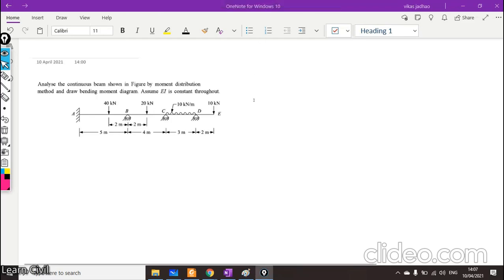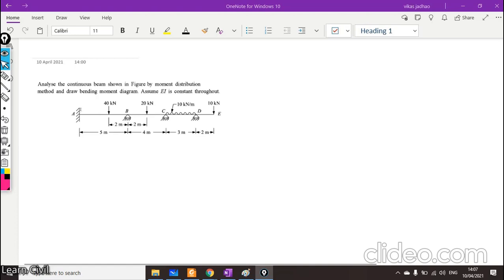Method. Okay, the problem statement for this particular problem is: analyze the continuous beam shown in the figure by the moment distribution method and draw the bending moment diagram. Assume EI, that is the flexural rigidity, constant throughout the section of your beam. Okay, so this is the particular beam which is given here.